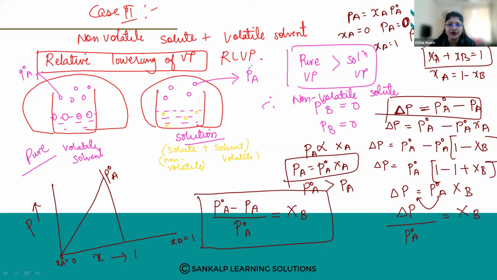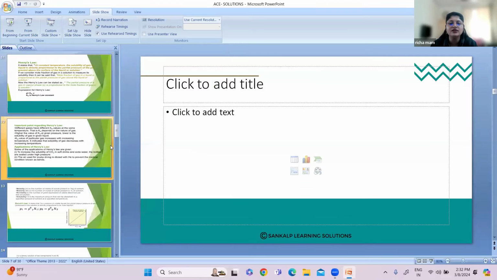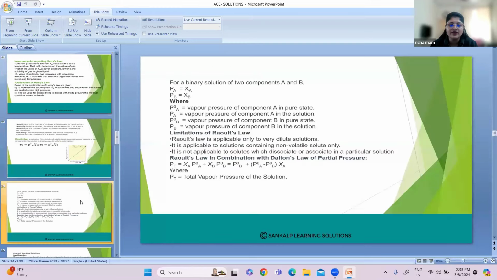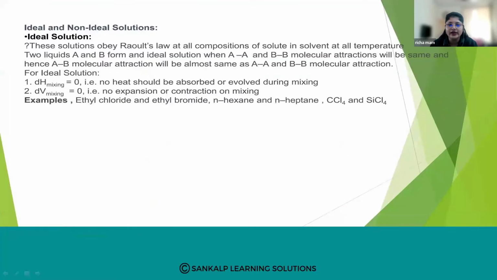Is it clear up to here? Any doubts? In the next class, we are going to study ideal solutions and non-ideal solutions and their graphs. Any doubts up to here? Others? Any doubts, students? In today's class, we have seen Raoult's law and the different cases. In the next class, we are going to see about ideal and non-ideal solutions.